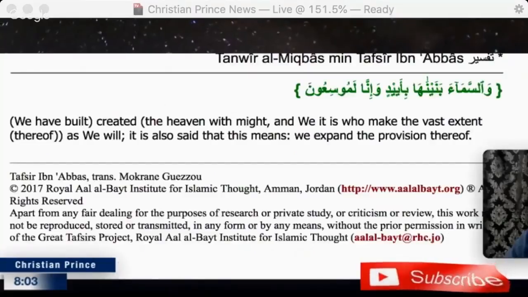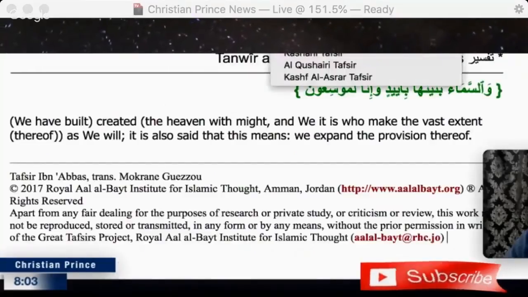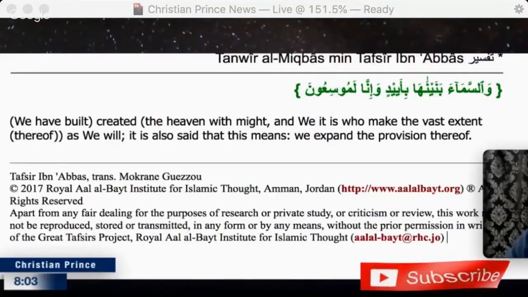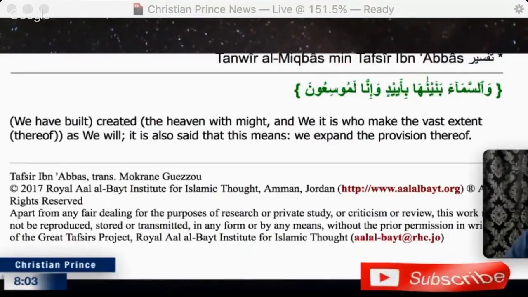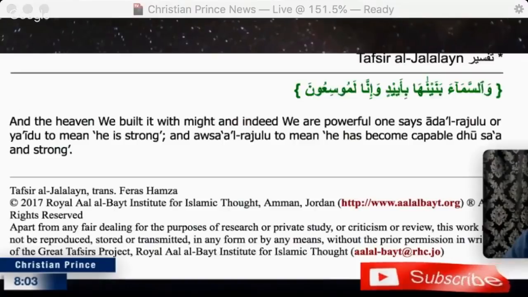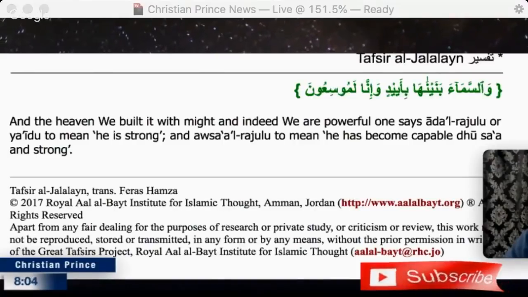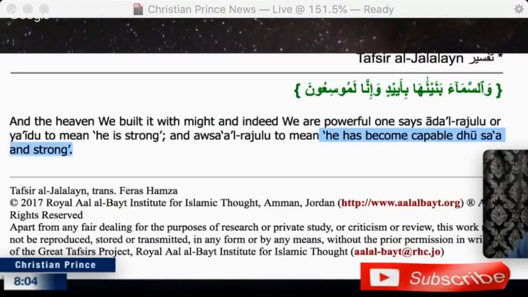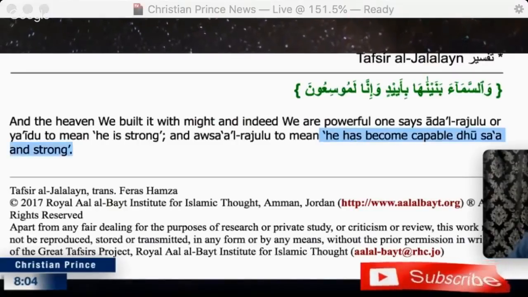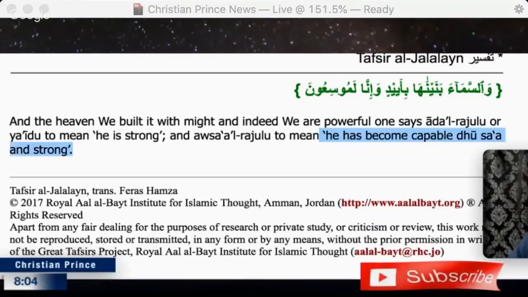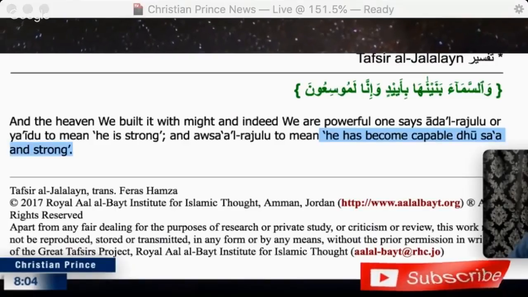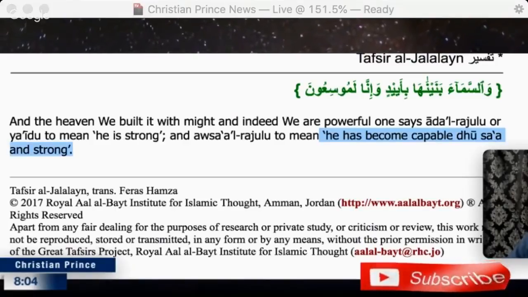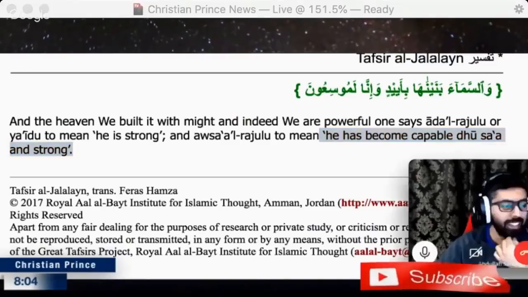This is Ibn Abbas in English, and always remember, English translation is a little bit different from the Arabic one. Read with me carefully. He has become capable and strong. So the word Musi'un, Allah is saying, I am capable even of more. As simple as that. It has nothing to do with stretching the heaven, or sorry, expanding the heaven and the earth.